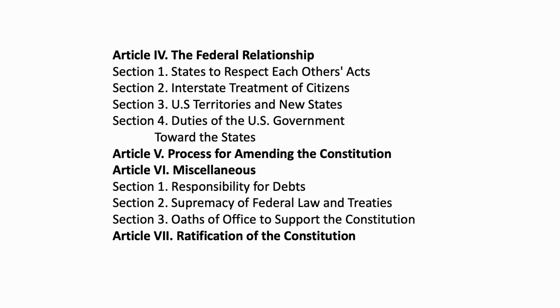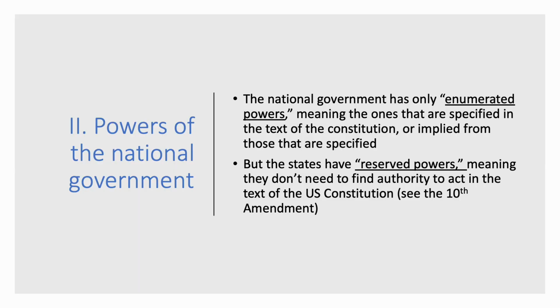It says that the federal government is responsible for the debts incurred under the Articles of Confederation. Remember paying off those bondholders? Yeah. Section 2 of Article 6 talks about the supremacy of federal law, the all-important Supremacy Clause. And Article 7 describes the ratification process.